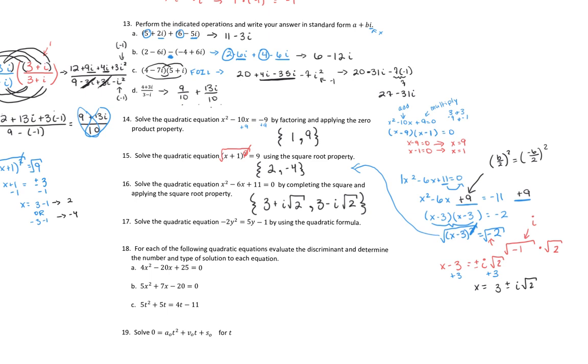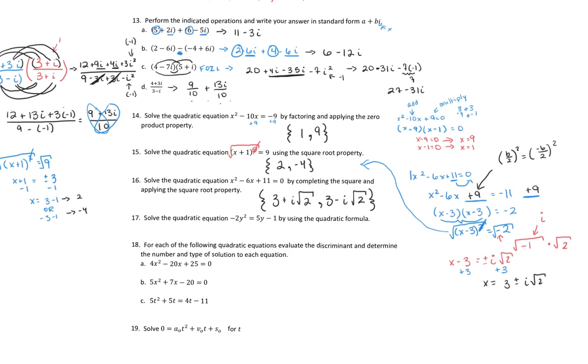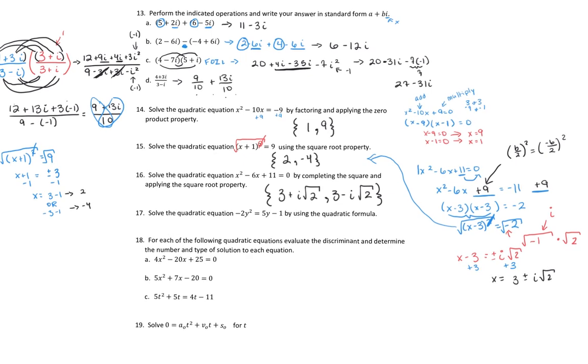All right, for number 17, it says solve the quadratic equation by using the quadratic formula. The quadratic equation that we want to get it to is in the form of ax squared plus bx plus c equals 0, or in this case, since we have y's, ay squared plus by plus c equals 0.